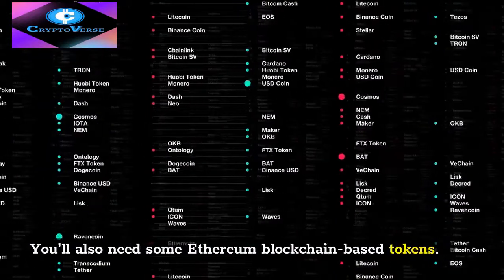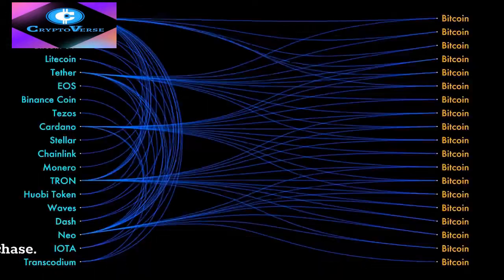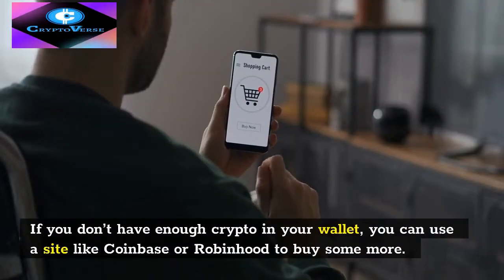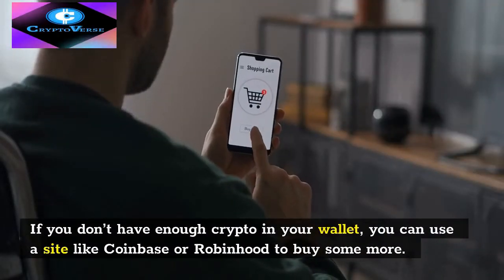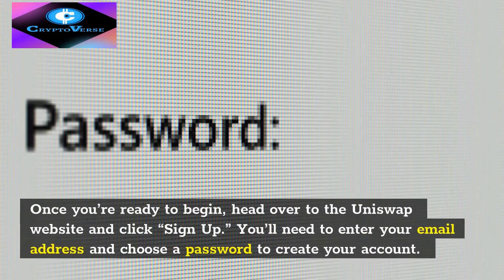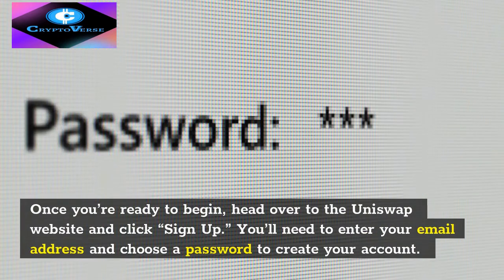You'll also need some Ethereum blockchain-based tokens. This is how you'll pay for the crypto you purchase. If you don't have enough crypto in your wallet, you can use a site like Coinbase or Robinhood to buy some more. Once you're ready to begin, head over to the Uniswap website and click Sign Up.